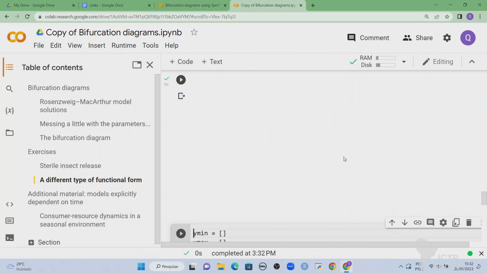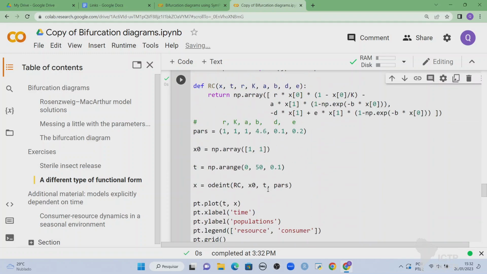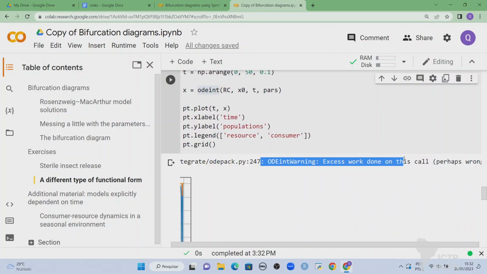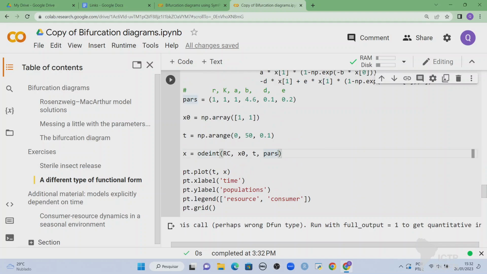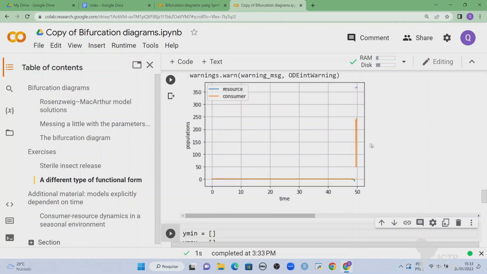So how do you deal with this? This is a whole new class actually. But there are several ways: you can either change the initial conditions, but you can also change parameters for the odeint function. You see here that it tells that too much work was done. So you can, for instance, increase the number of steps that you can take here. This sometimes solves the problem.